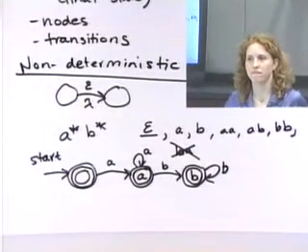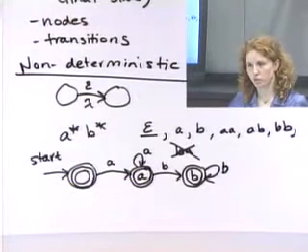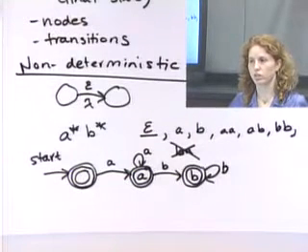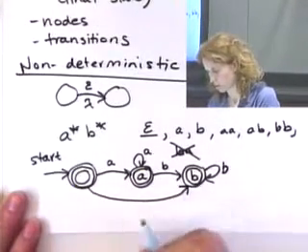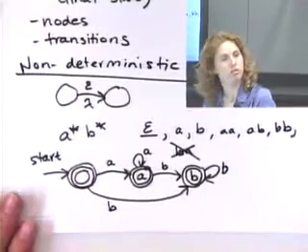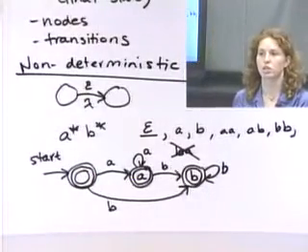What is it? Start to B. From the start, I can go to B with what transition? There's an arrow. And what's the letter on it? B. B. So there's the simplest finite state machine we can make for this.